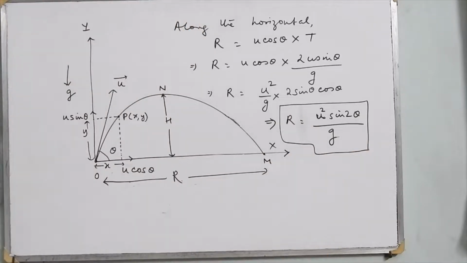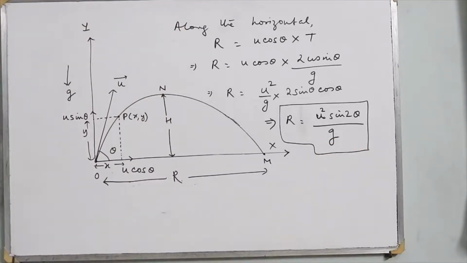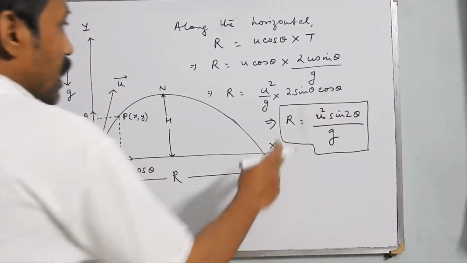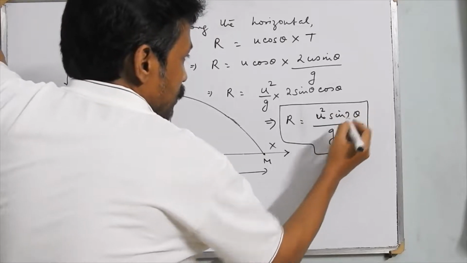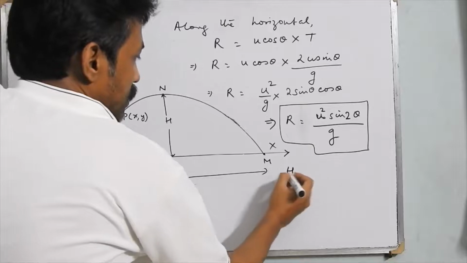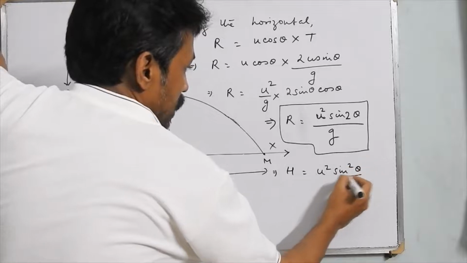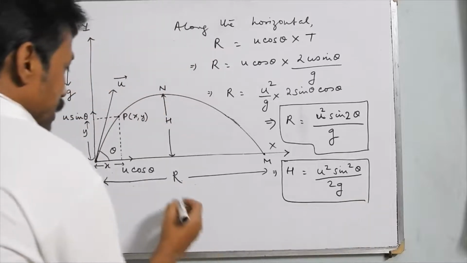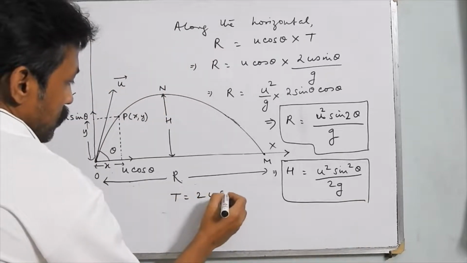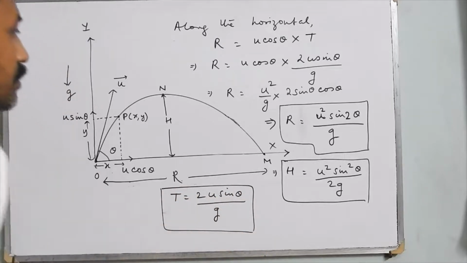So we have 3 independent equations, from which we have derived 3 independent quantities. One is r equal to u square sin 2 theta by g. Remember, this is not sin square, this is sin 2 theta. Then H, the maximum height, is u square sin square theta by 2g, and the time of flight is 2u sin theta by g. These equations are to be remembered for solving different numericals.